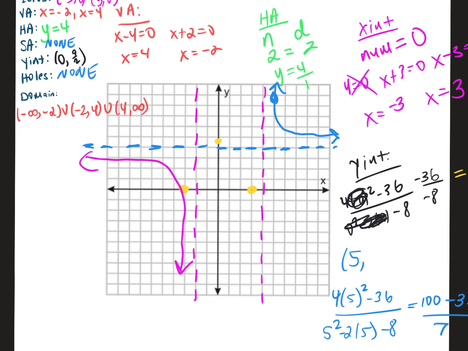So what would be a good thing for us to plug in and check for? It can cross the horizontal. It cannot cross the vertical, but it can cross the horizontal. So let's try -1.